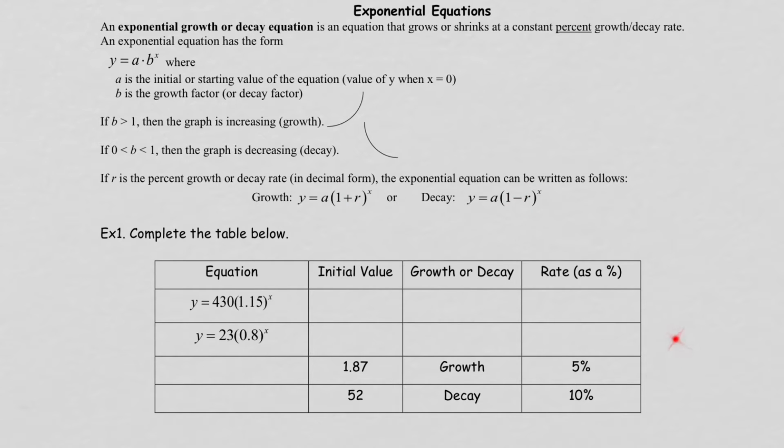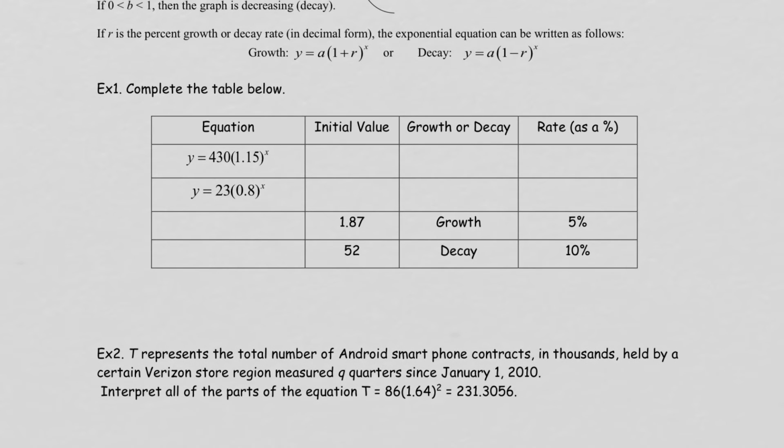So example 1 is to make sure that you understand what exponential equations are representing, right? So the first one is the equation. If this equation is given, we should know this is exponential because the unknown variable x is in the power place, right? So we call that exponential. If exponential is given, the initial value is going to be this value right here, 430. So let me write that down. And growth or decay, which one is it?